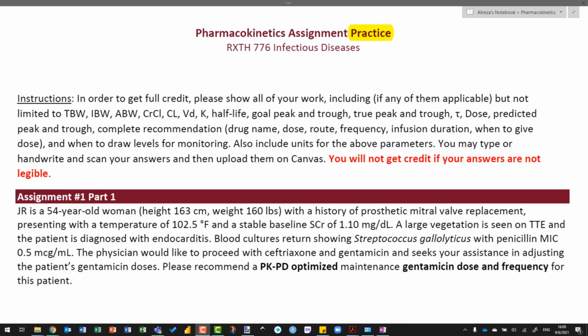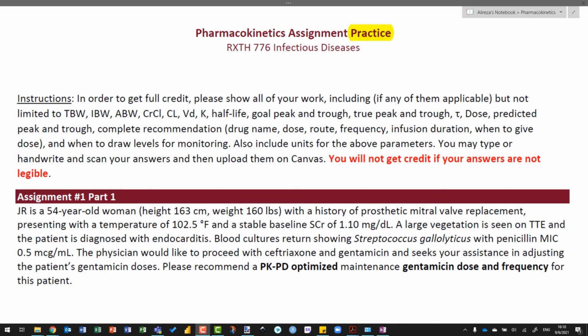A large vegetation is seen on TTE, and the patient is diagnosed with endocarditis. Blood cultures return showing Streptococcus gallolyticus with a penicillin MIC of 0.5 microgram per ml. The physician would like to proceed with ceftriaxone and gentamicin and seeks your assistance in adjusting the patient's gentamicin doses. Please recommend the PK/PD optimized maintenance gentamicin dose and frequency for this patient.